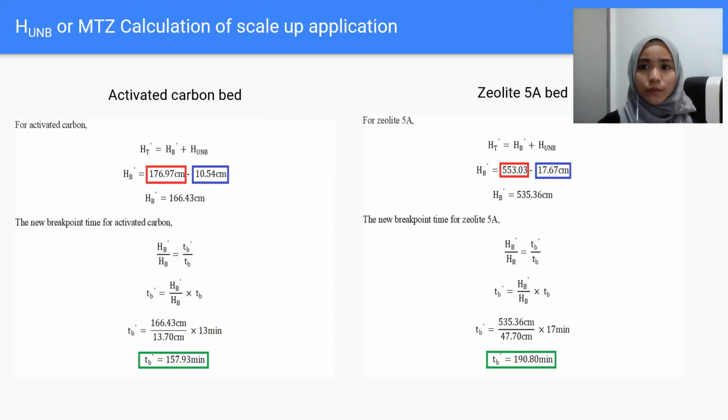With the same column diameter, we know that the MTZ should be the same for both experimental scale and the full scale column. The MTZ for activated carbon is 10.54 cm and zeolite bed is 17.67 cm. Therefore, the new HB prime can be calculated as the new bed length minus the constant MTZ. Then, the new breakpoint time can be obtained by the following ratio: HB prime over HB equals TB prime over TB. Thus, the new breakpoint time for activated carbon bed is 157.93 minutes and zeolite bed is 190.8 minutes.